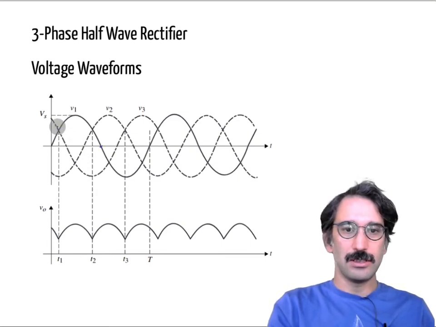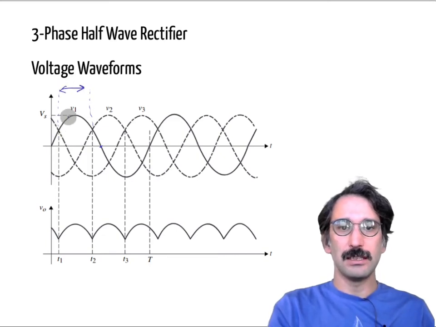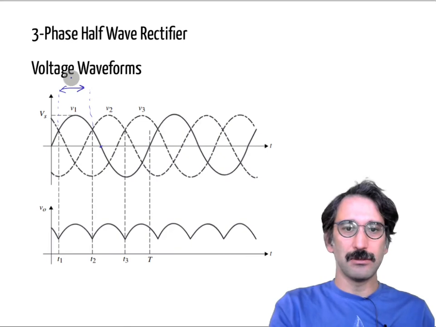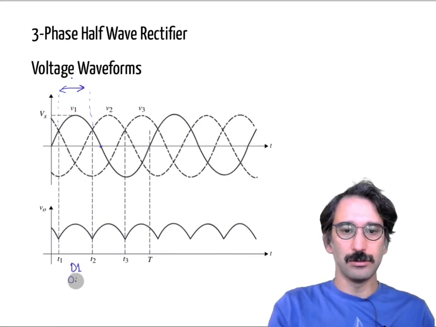So in this region, you can see V1 is larger than V2. In that range V2 is negative. Here it is positive, but it is still smaller than V1. And the same thing is true for V3, so this is smaller than V1. So in this region, D1 is on.